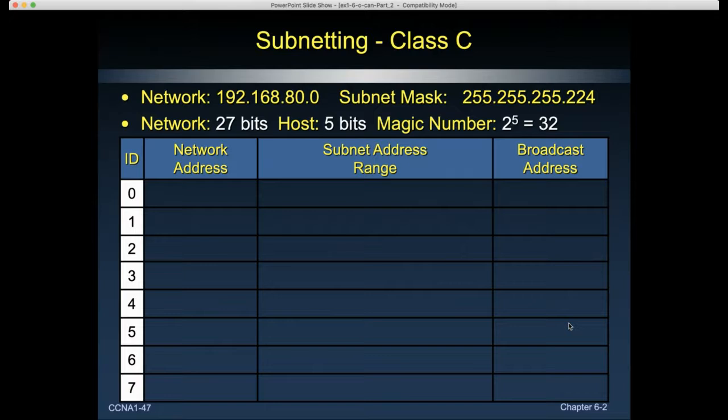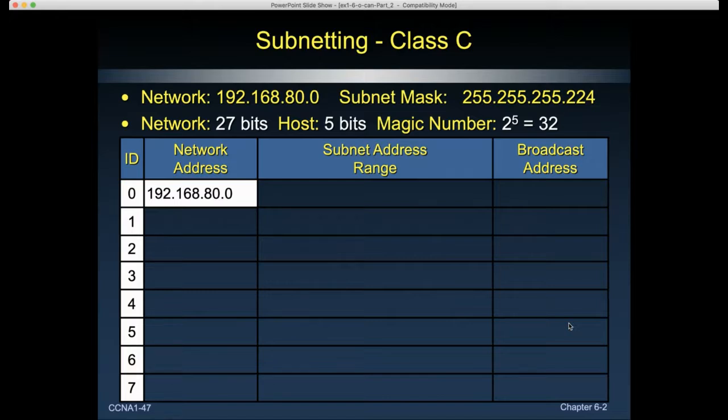Okay, it's time for 3rd grade multiplication. Here's our original network address. And here's a joke I tell in this class: if you ask a computer science professor to count on his fingers, he won't say 1, 2, 3, 4, 5. He'll say, oh, 0, 1, 2, 3, 4. So we always start with number 0. Okay, so the first network is network 0.